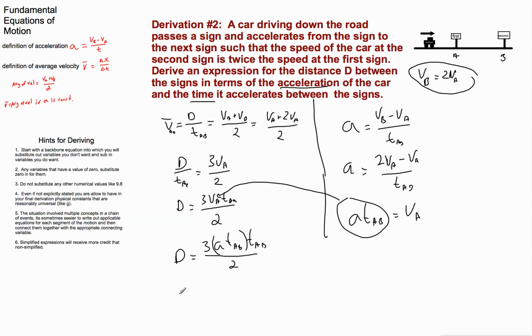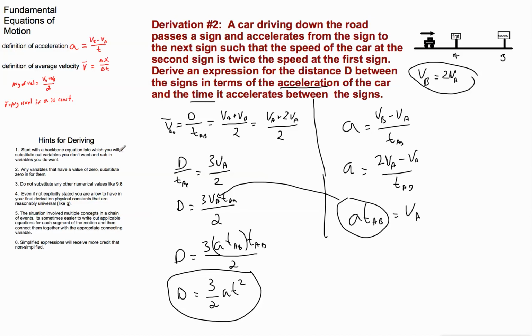Simplify means, among other things, a term ideally shouldn't appear twice. And we can make that go away. So this is going to be 3/2 a times time squared. And there's our expression that we were asked to derive, the distance between the signs in terms of the acceleration and the time it takes.